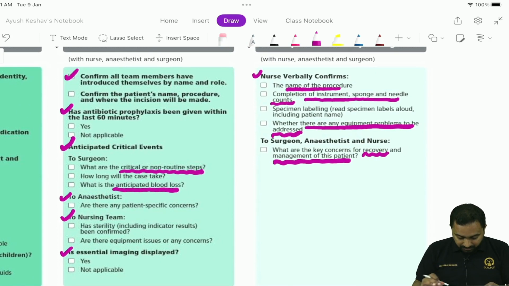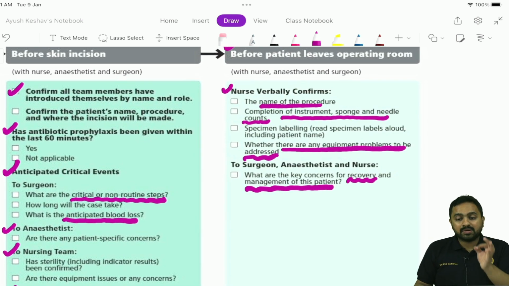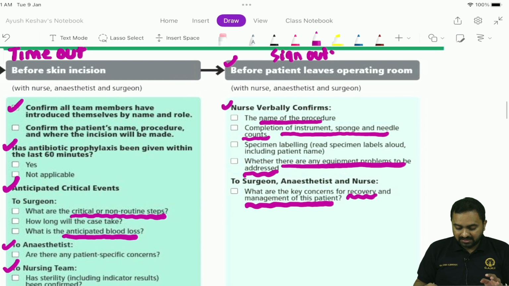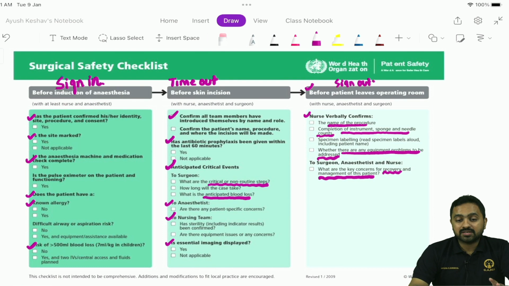So please remember, the question of equipment issues or concerns needs to be addressed in your time out, whereas the equipment problems need to be addressed in case of your sign out. These are a few important points that you need to remember for your surgical safety checklist. As you go around your OTs, make sure that you keep reading your surgical safety checklist, because this itself is a very important MCQ and has the potential to be asked in your upcoming exams.